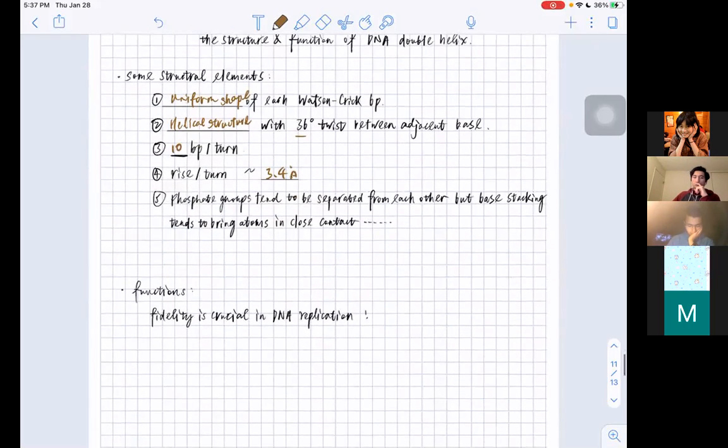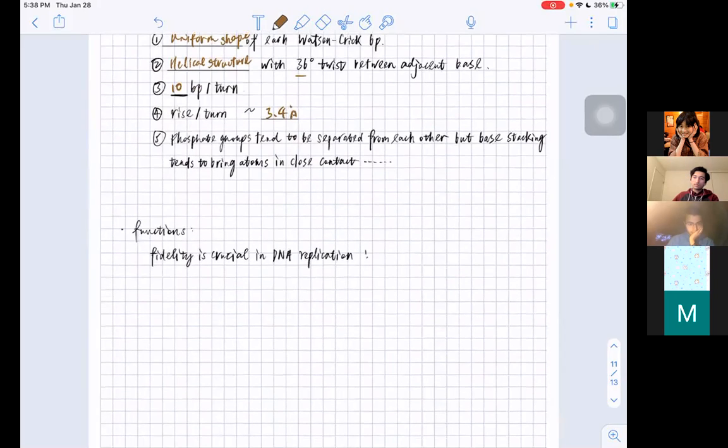Also, Sam mentioned the phosphate groups will try to be separated from each other as far as possible, whereas we also have this base stacking that tends to bring atoms into close contact. So those are two opposite forces.